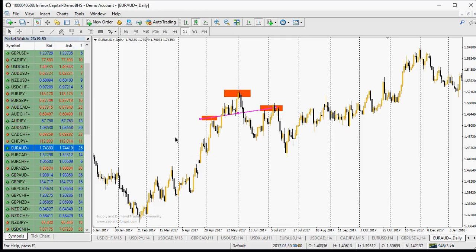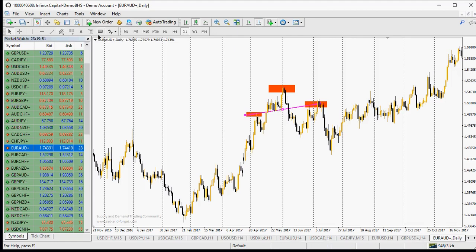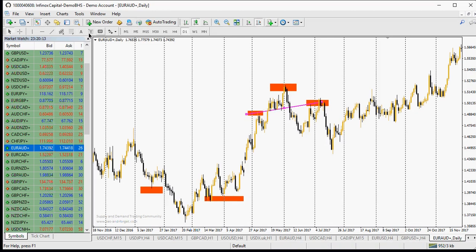Okay, something like what I'm seeing here. I like this. This is inverse head and shoulder. Okay. Push down, push up, push down, push up again, push down, and then this is the head.